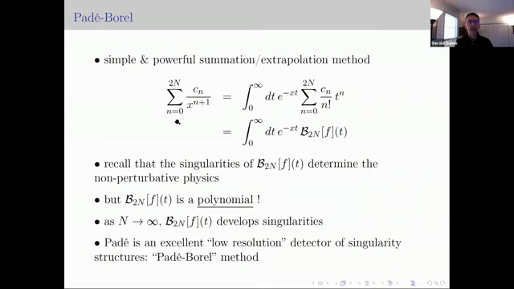But of course, if you only have a finite number of terms here, this is a polynomial. So if it's a polynomial, it has no singularities. However, it develops singularities as n goes to infinity. Now, Padé-Borel is a combination of the Padé approximation in the Borel plane. So you take this polynomial in t and you apply the Padé approximant to it, write it as a ratio of polynomials. I'll describe it in the upcoming slides. And now you have some singularities. And this is incredibly easy to implement, and it gives you an excellent low resolution detector of the singularity structures in your problem.